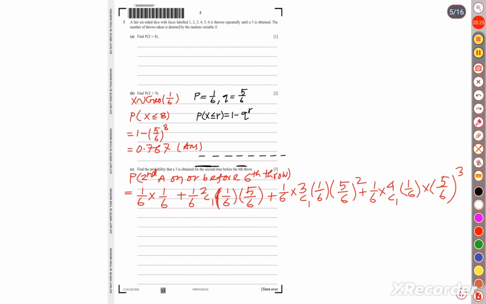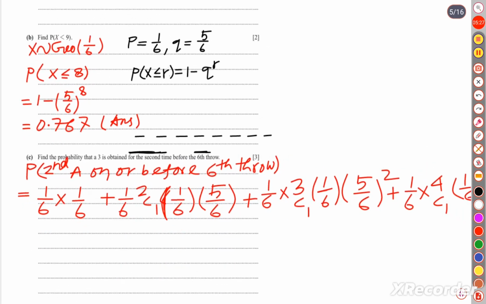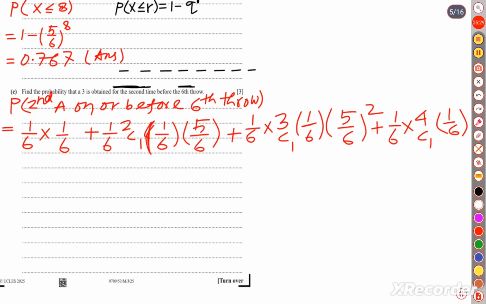Look at this, we cannot include the sixth time because they have written that before the sixth throw the second A was obtained. So before sixth means actually until five throws. It required five throws to obtain A for the second time. But it is not certain whether on the fifth throw there was success or not. I think you got my point.